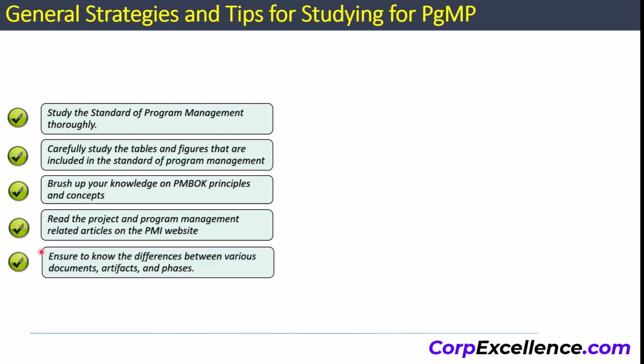Going back to our tips, the fifth tip says that you should ensure to know the differences between various documents, artifacts, activities, and phases. The Standard for Program Management Guide covers a number of program management domains, activities, documents, artifacts, phases, etc., that make up the PMI's program management framework. You must learn all of them clearly and their role in progressing a program towards delivering tangible business outcomes.